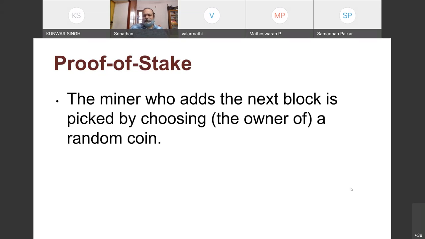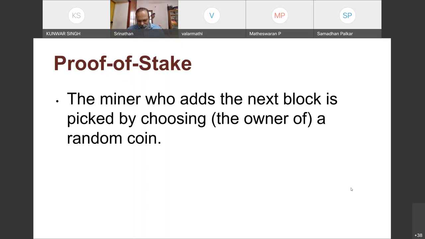If you own 50% of the entire system of coins, you pick a random coin, and with probability half, you will be the owner. So depending on how much stake you have, the randomness is going to be that much. The more stake you have, the less random it is. The more the stake, the more monopoly in the system. So that's called proof of stake.